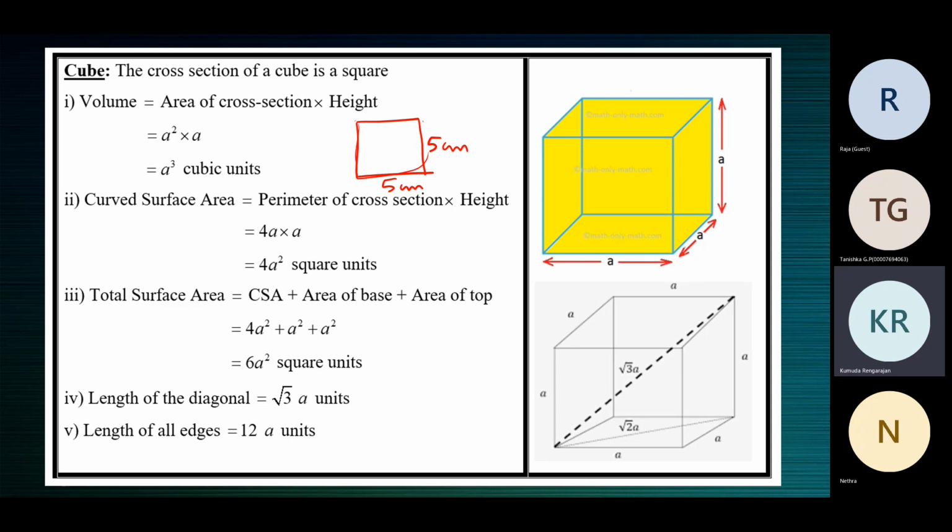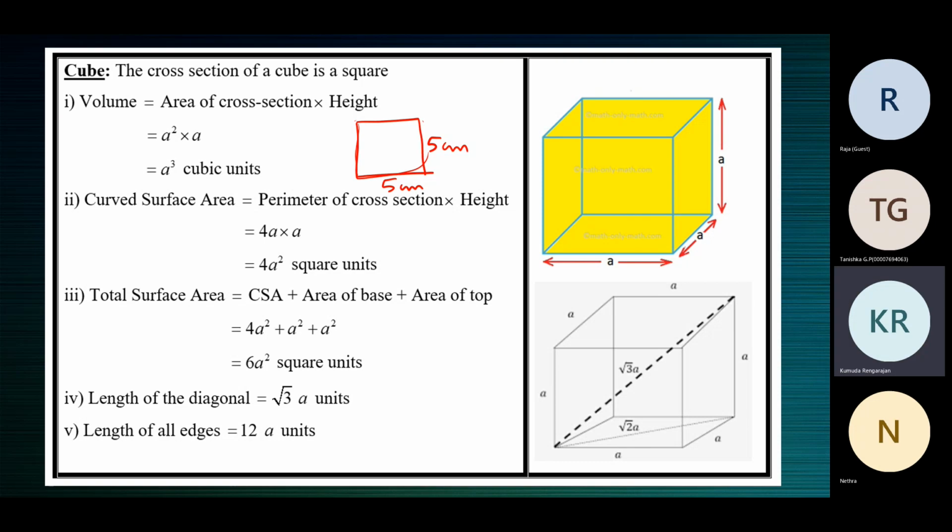So since a cube is a solid obtained by stacking identical squares to a particular height, whatever is the length and the breadth of the square, to that height you'll have to stack the squares. So we say that the cross section of a cube is a square.